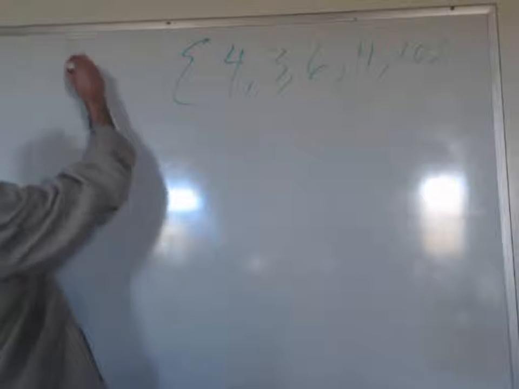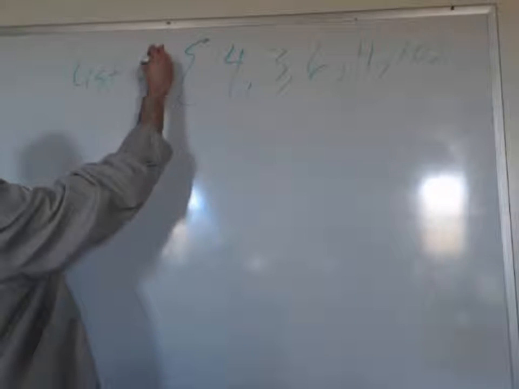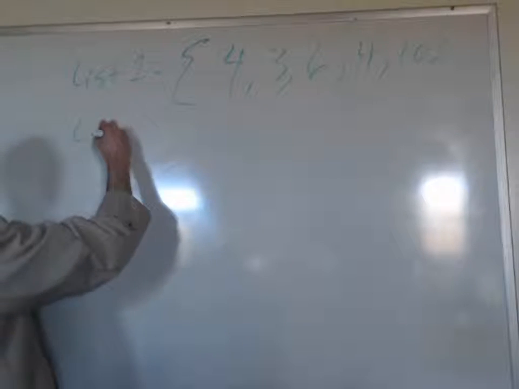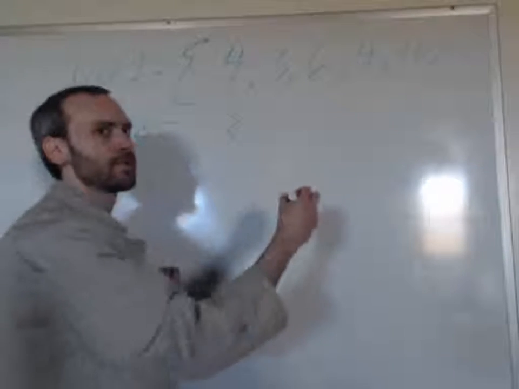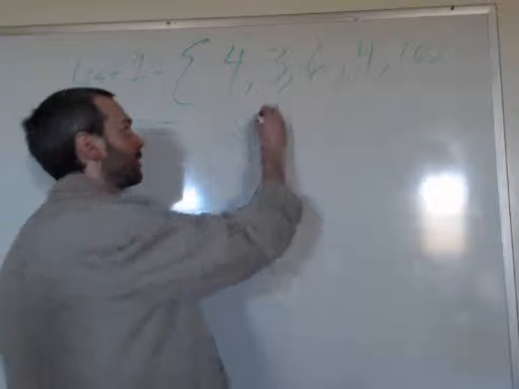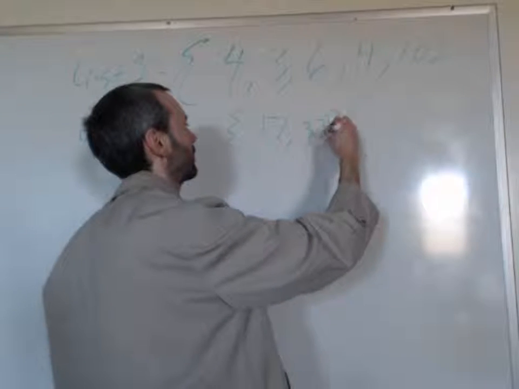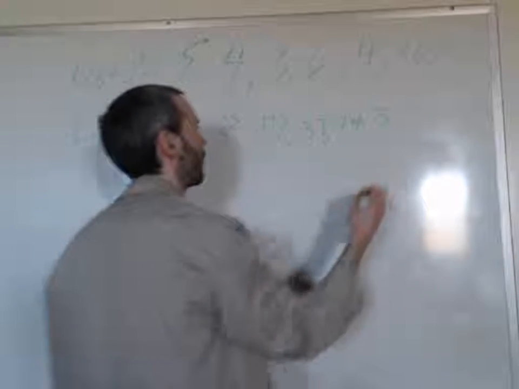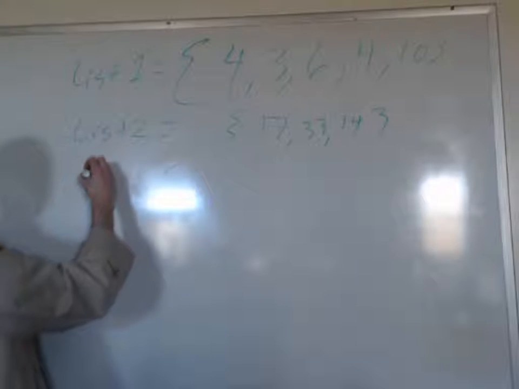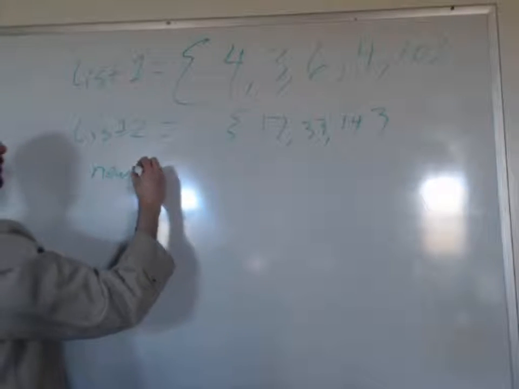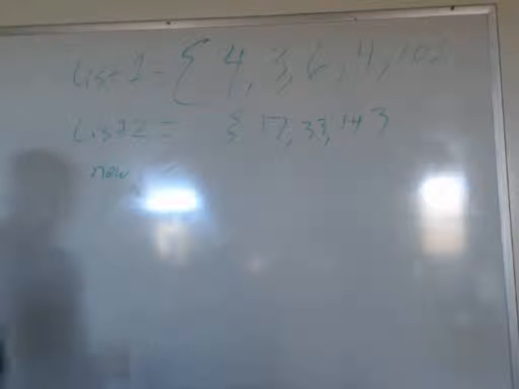We'll have this be list 1, and then list 2 will equal, give me some numbers. 17, 33, 14. All right, that's good. I don't want to write too much. So if we do new, let me start over here.